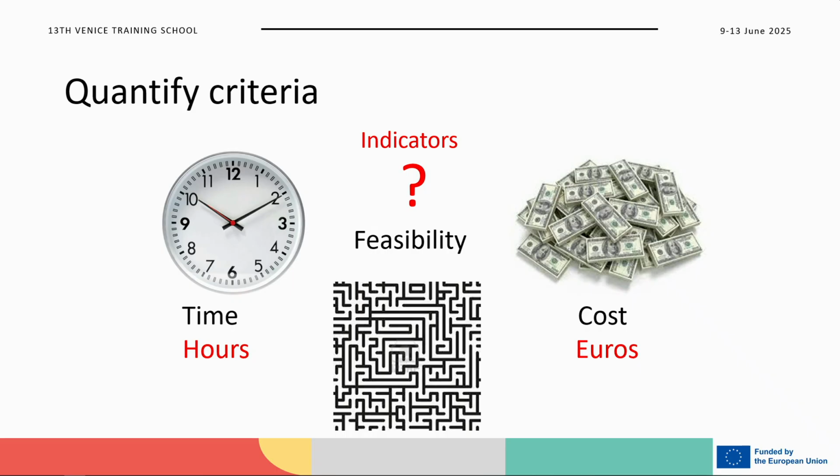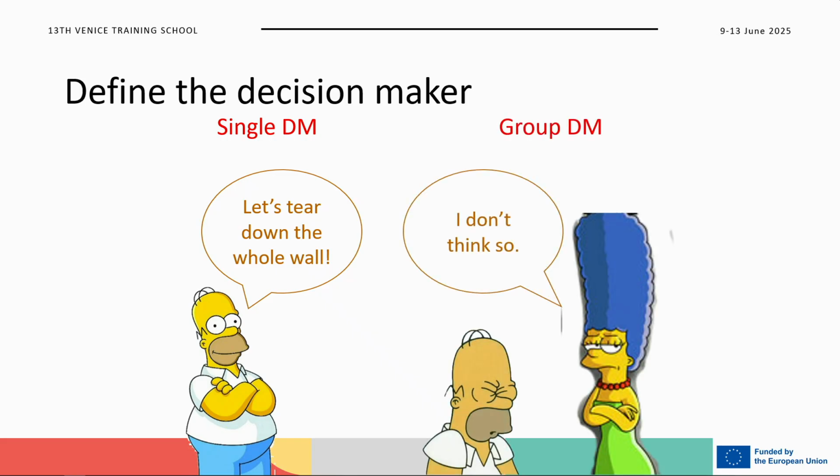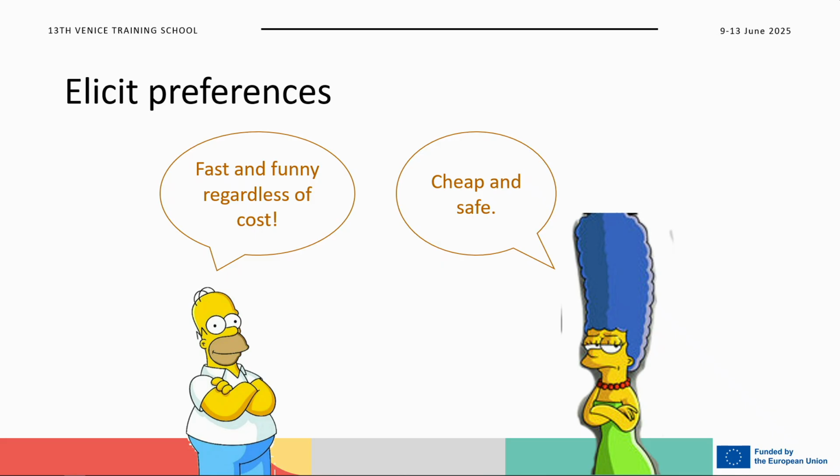Then define the decision maker, because in this case, if it was for Homer, no decision analysis at all, we just tear down the wall and that's it, but he lives in a family and probably he's not the main decision maker, but at least it's a group decision. So they need to agree on something. And so now they need to elicit their preferences. What is the most important thing you should look at? Because the decision on alternatives is not the same for all of us. Homer wants it funny and regardless of cost, while Marge wants it cheap and safe, of course. So they are not agreeing at all.